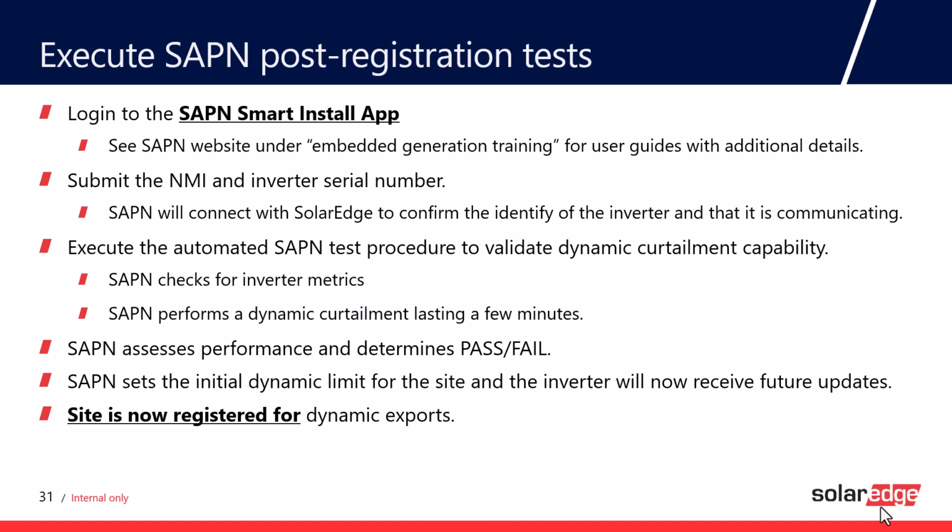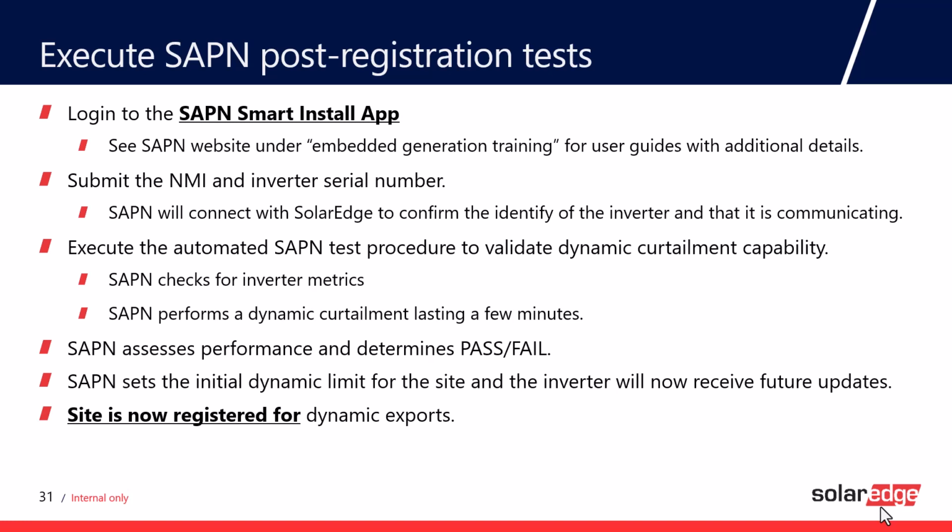So just to cover a couple of things here. What's important, because SAPN are going to be performing a dynamic curtailment process, you have to do these checks when there is actually solar production and solar production being exported. So if you were, for instance, to try to run this test at 8 o'clock at night, you're not going to have any production, so there's not going to be the ability for SAPN to curtail any production, so it will fail the test.